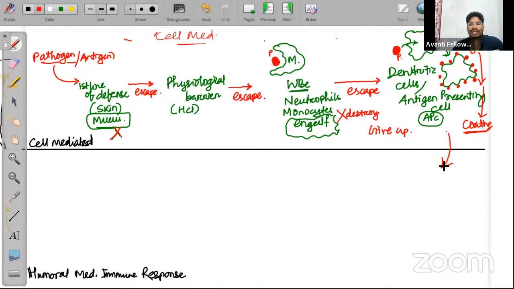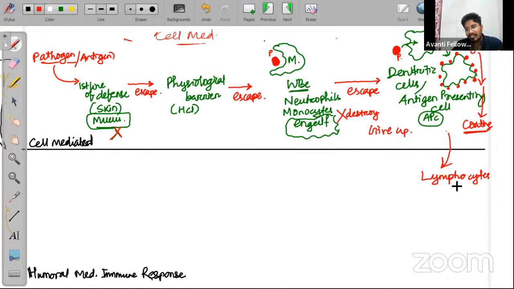humoral immune response, saying that some very dangerous pathogen has entered our body, and we are not able to fight with them. This antigen presenting cell will present it to the humoral mediated immune response or immune system, that is, it will show it to your lymphocytes.